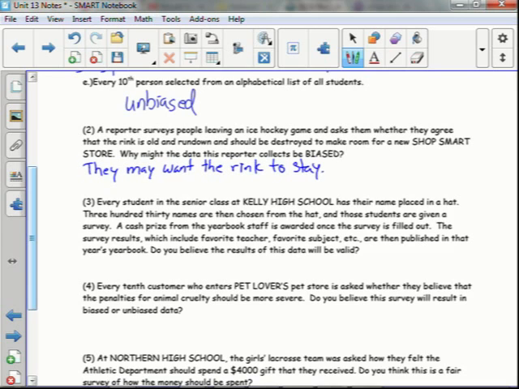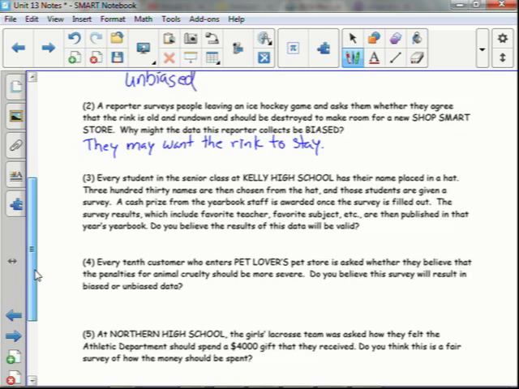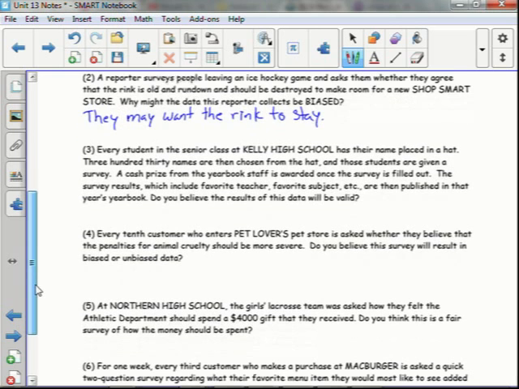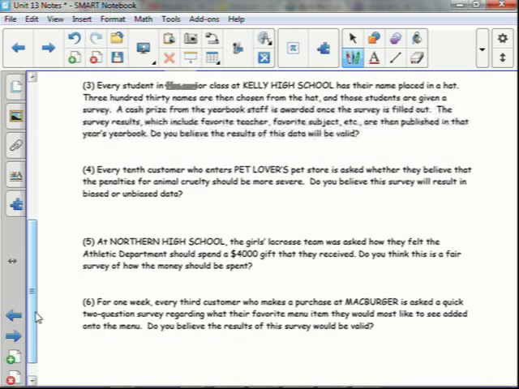So that might not really represent the community. It might just be a small portion of people, and they might have a negative view about the store in that instance. Who knows? Maybe the whole community does. You don't know, but it's likely that that is a biased sample.